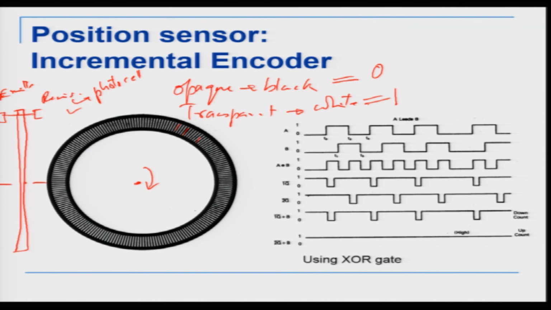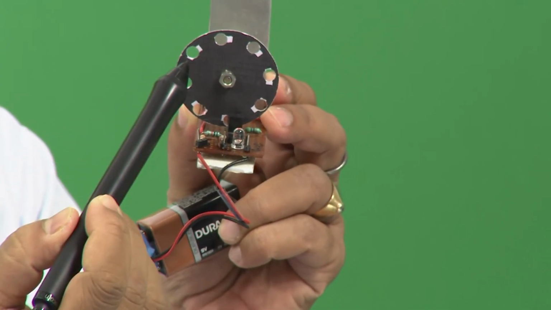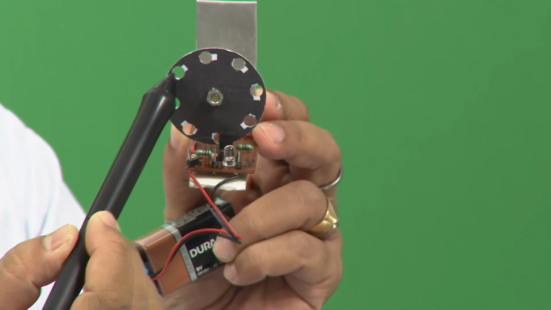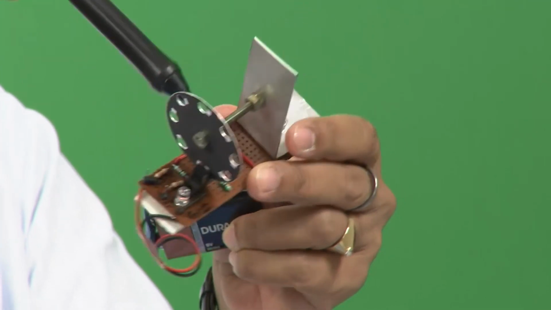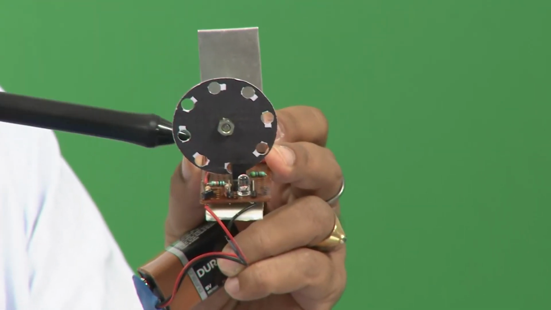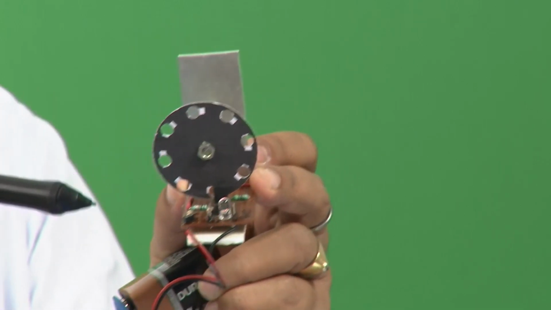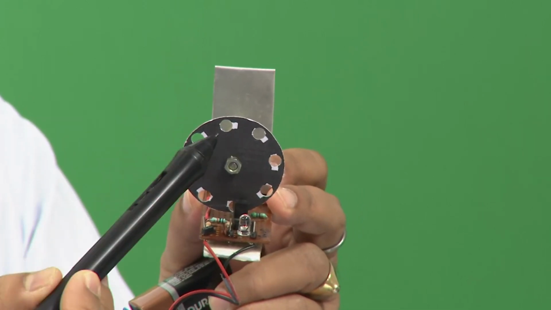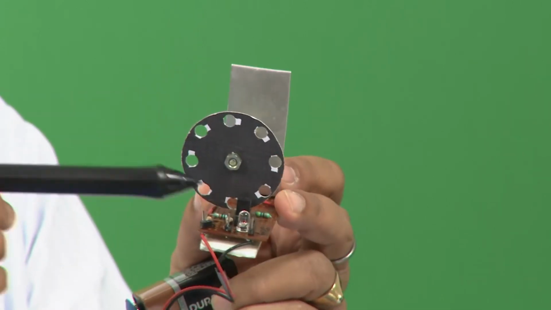You can have a look at an example. What you can see is a ring with holes in it, and these are the slots that I just showed. There is an emitter on this side and a receiver on this side. The emitter is giving out light, and the receiver is receiving the light. Whenever we come to a hole, the light will go through and come to the receiver.